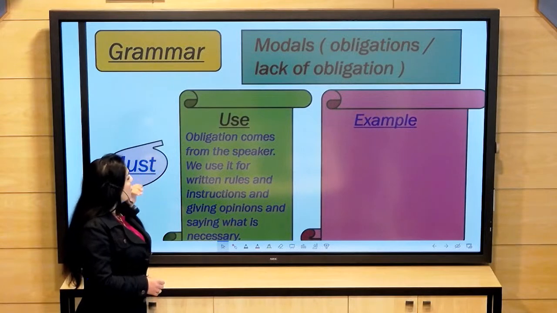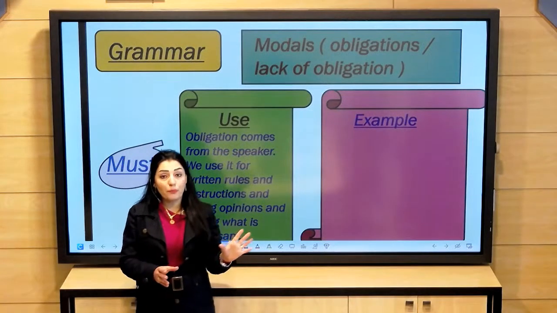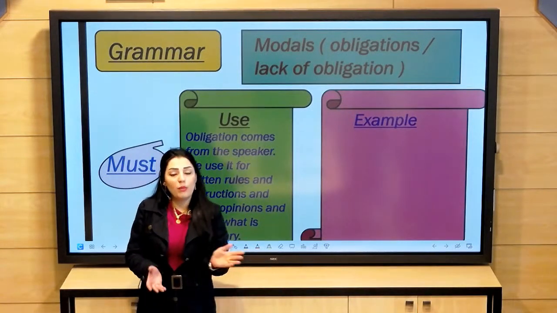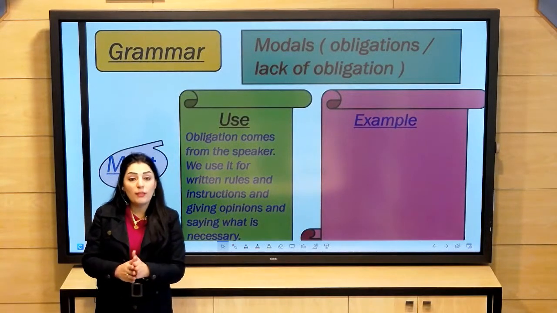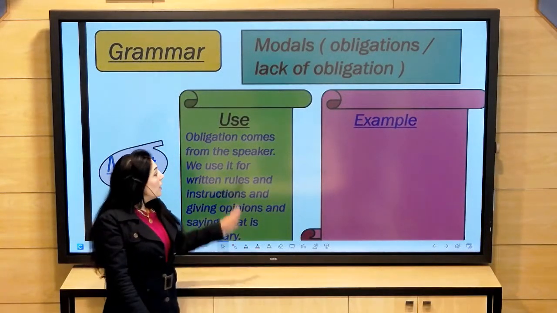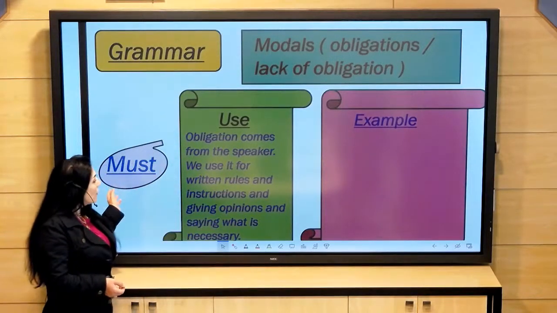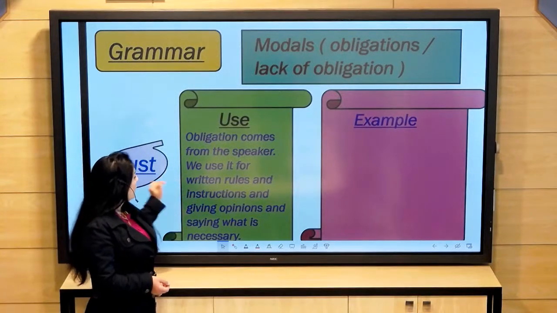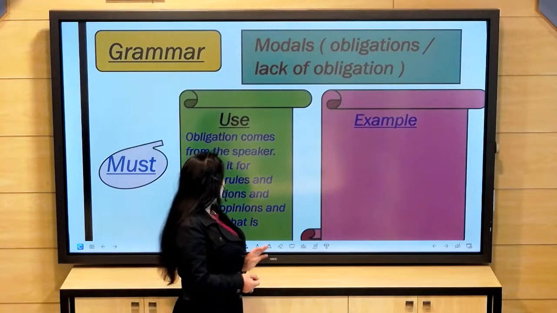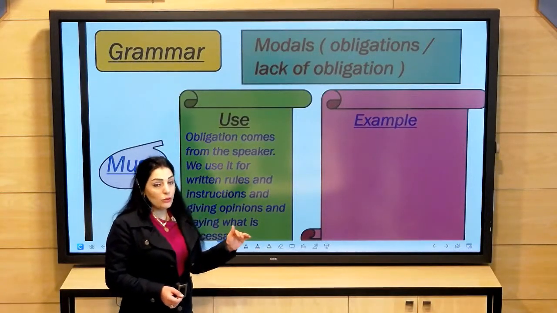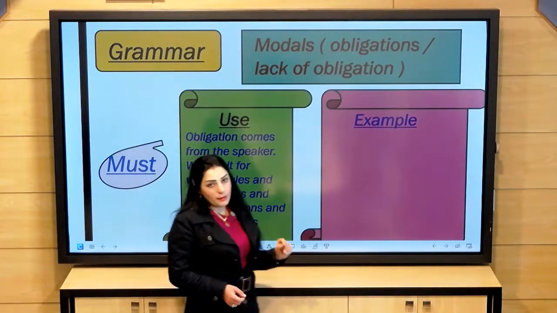Obligation comes from the speaker. What does obligation mean at first? Obligation means that you are forced to do something. If you are forced to do something by yourself, you should use must. We use it for written rules and instructions, giving opinions, and saying what is necessary.